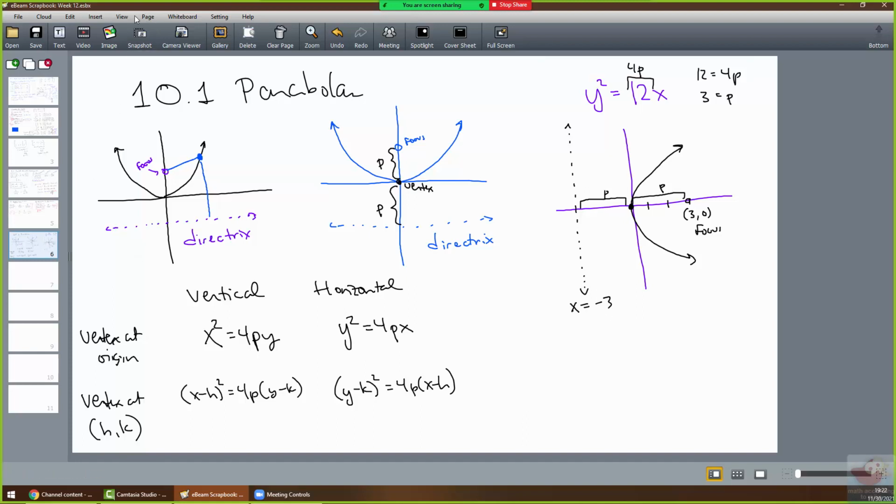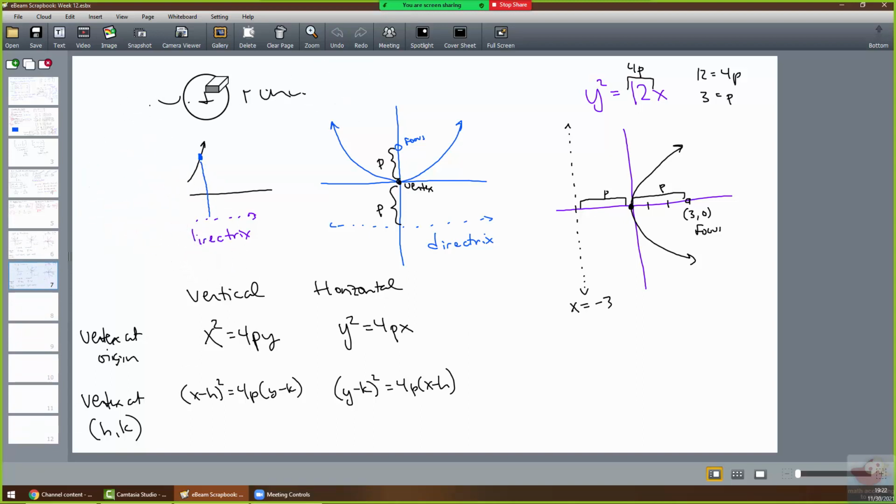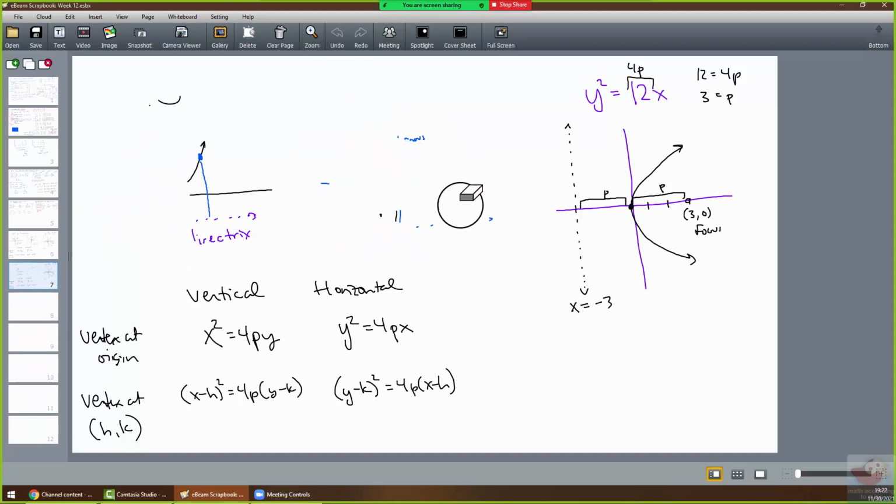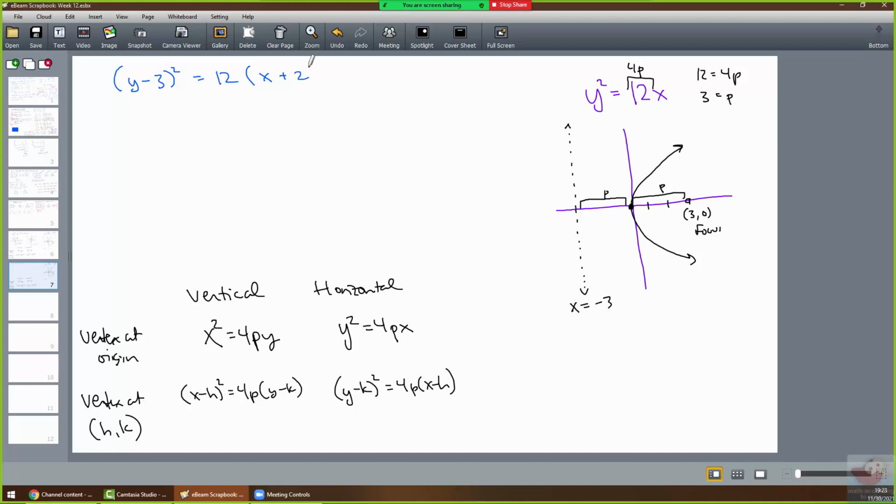Actually, I'm going to duplicate this page. Okay, let's put that to use, because I want to contrast this example here with a similar one. Let's suppose we had (y minus 3) quantity squared equals 12 times (x plus 2).